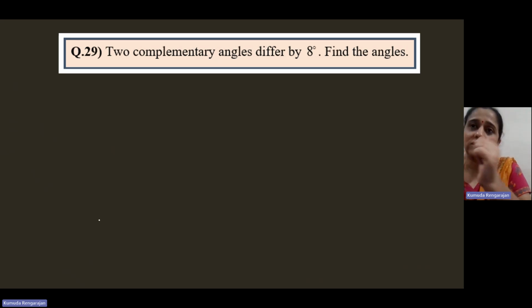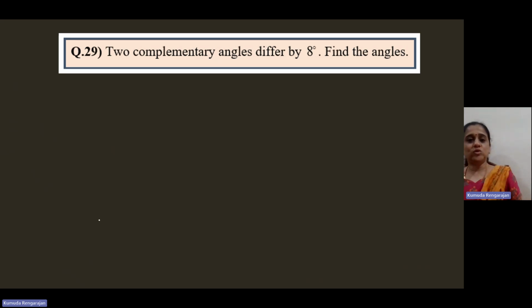Also, 30 degrees is the complement of 60 degrees, and 60 degrees is the complement of 30 degrees. 0 degrees is the complement of 90 degrees, and 90 degrees is the complement of 0 degrees. 1 degree is the complement of 89 degrees, and 89 degrees is the complement of 1 degree.